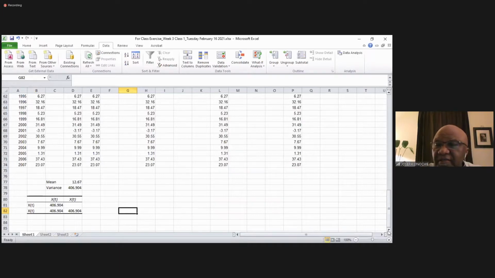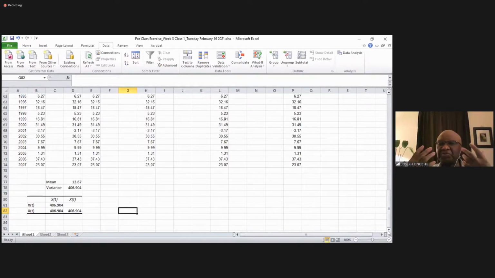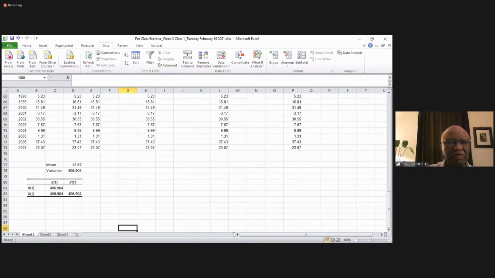Do you notice anything? It's the same as the variance. Exactly. So the covariance between IBM's return and IBM's return, the covariance between IBM and IBM, is equal to the variance of IBM. You got it? All right. Now, let me go one step further below.